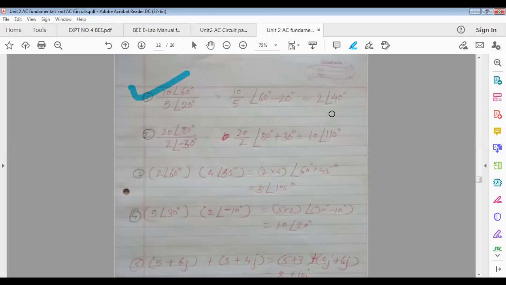Any difficulty with this? No. See the second one now. See 20 by 2 magnitude. Okay, so do the division 20 by 2. It will be 10. Now see, for the first one the angle is plus 80 degree and for the second one it is minus 30 degree.